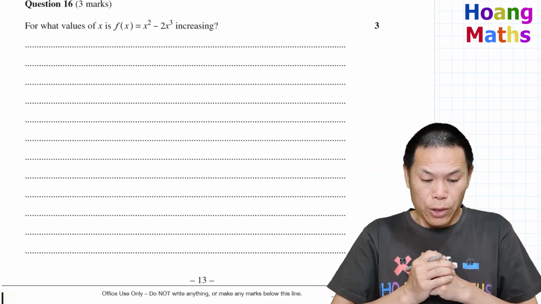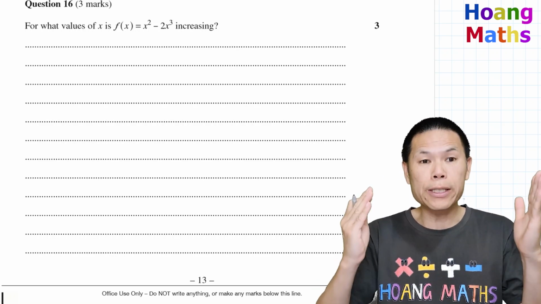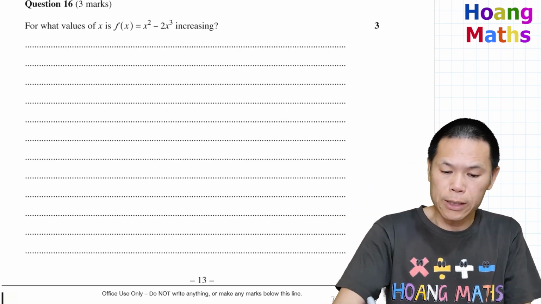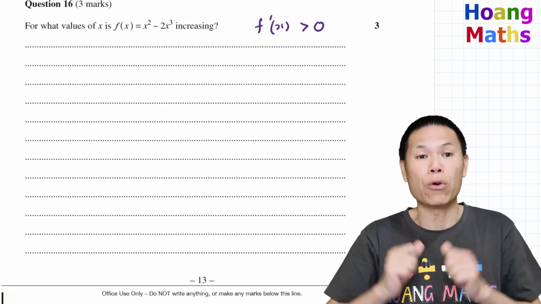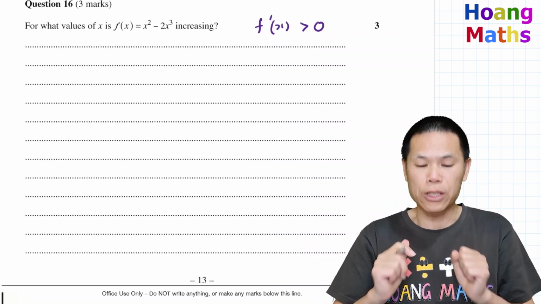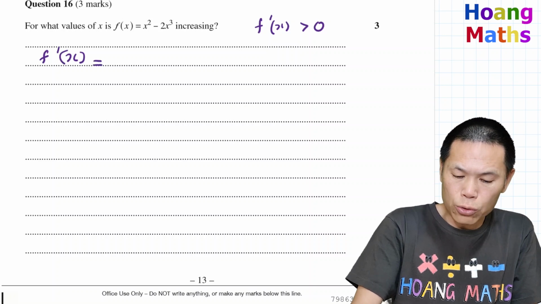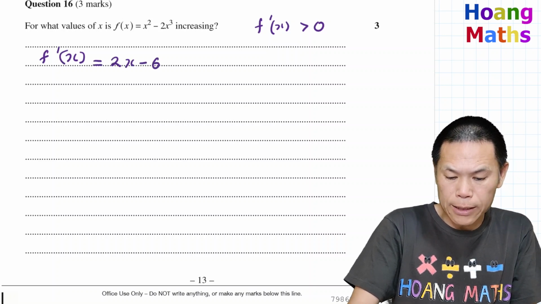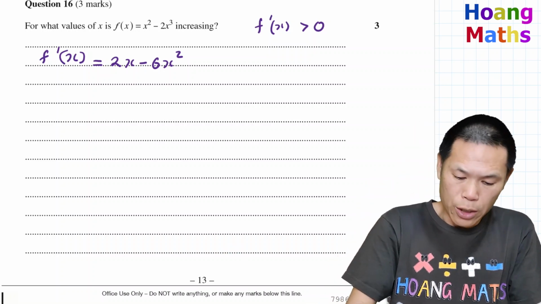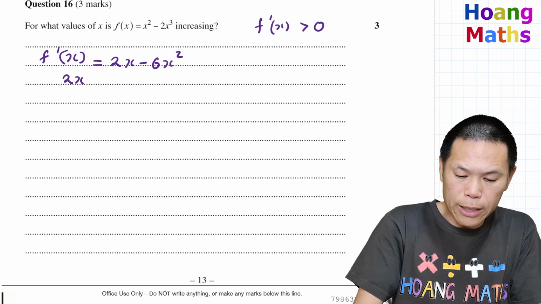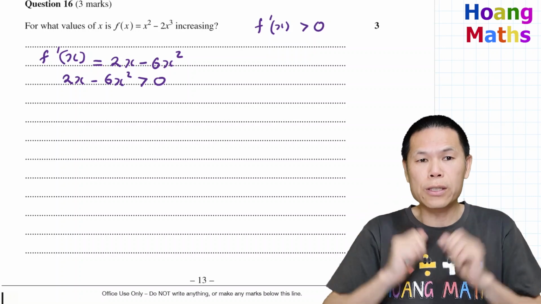Question 16. We need to find the values of x for which the function is increasing. The word increasing means f'(x) is positive, greater than 0. So let me differentiate the function first. f'(x) is equal to 2x minus 6x squared. We want the gradient function to be greater than 0, in other words 2x minus 6x squared greater than 0. Now we need to solve this inequality.